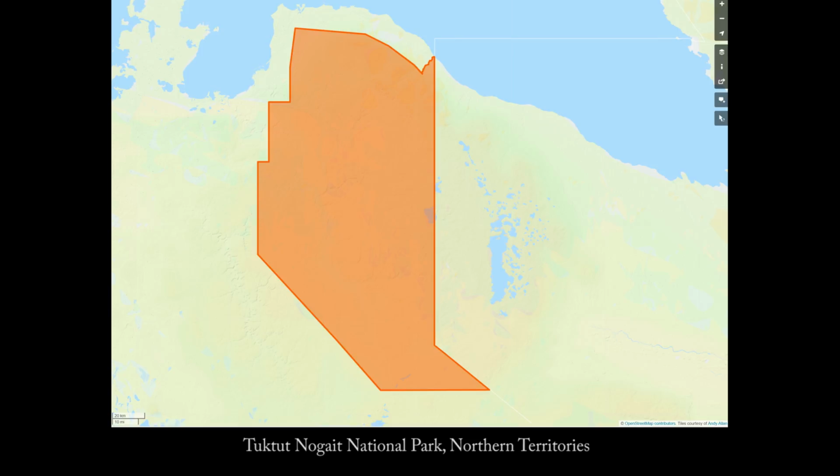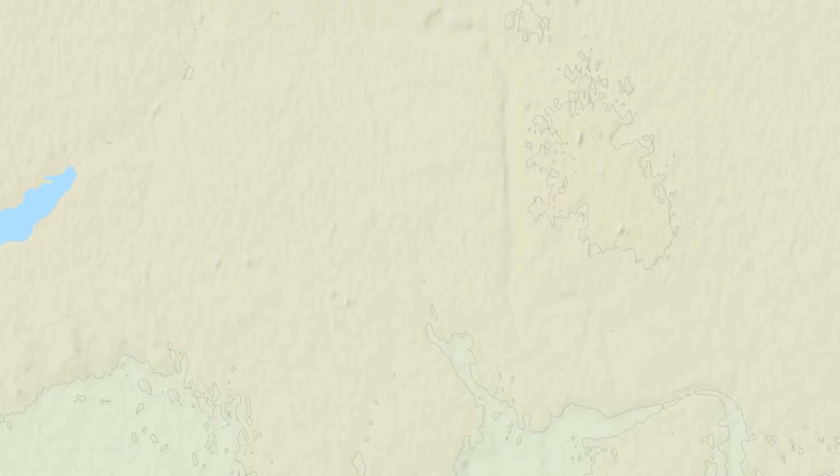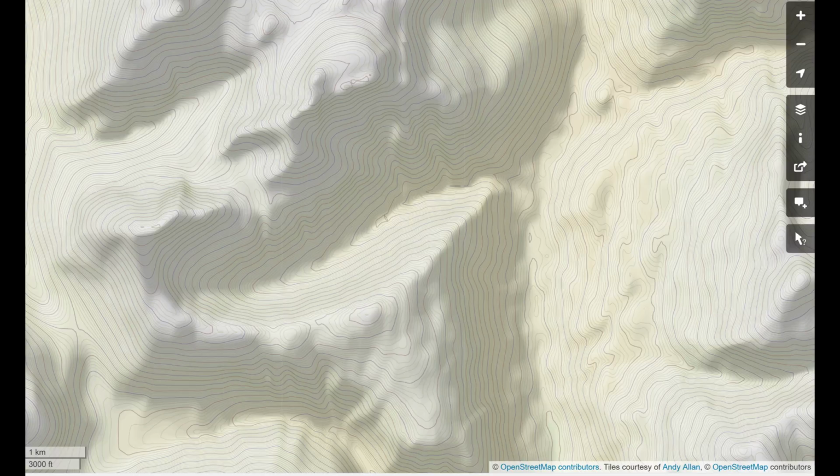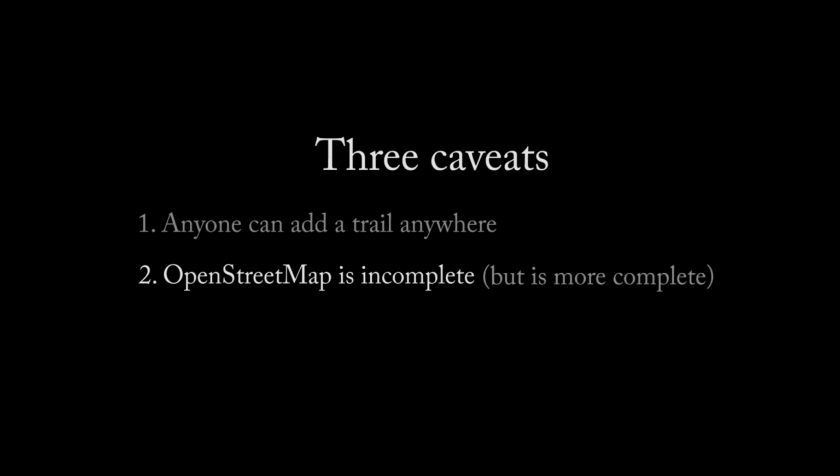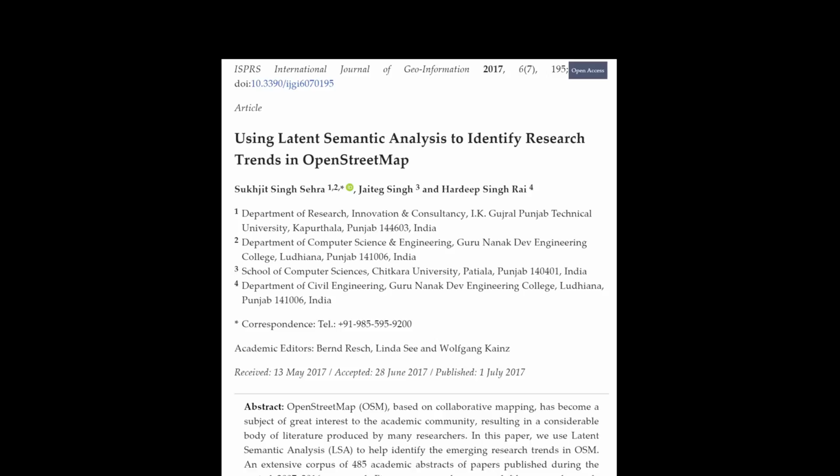This national park from Canada's Northern Territories shows no trails at all. Is that true, or have mappers just not gotten around to mapping it? Either is possible, and of course that's true with any part of OpenStreetMap. It's a work in progress, so there's always a possibility that something will be missing. That said, OpenStreetMap appears to be more complete than other digital maps. I can't prove this. While the project has been the subject of many academic studies, I've yet to see one on trails. But empirically it seems to be true, at least in comparison with Google Maps.